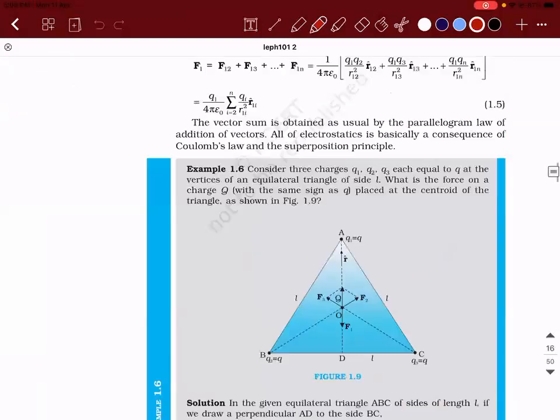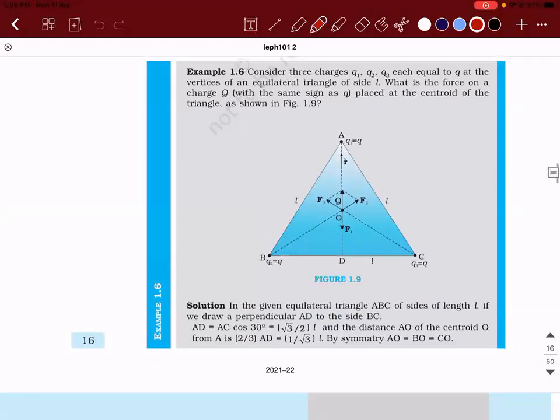So we'll start with this number. If I take example 1.6, let's say there are three charges of magnitude Q1, Q2, and Q3, each equal to Q, at the vertices of an equilateral triangle of side L. What is the force exerted on the fourth charge, capital Q, placed at the centroid of the triangle? We have already done this problem. The answer is 0.